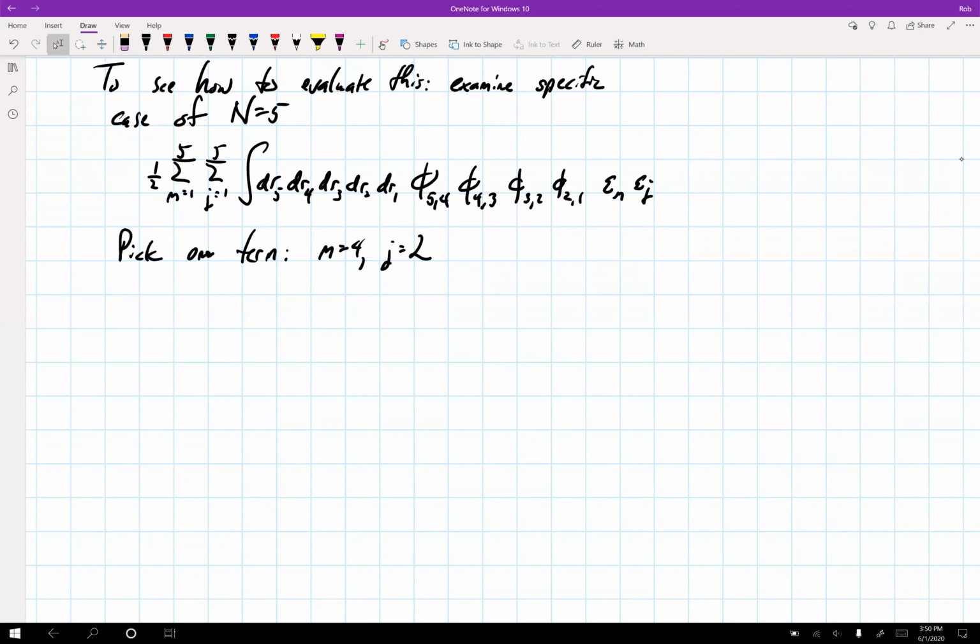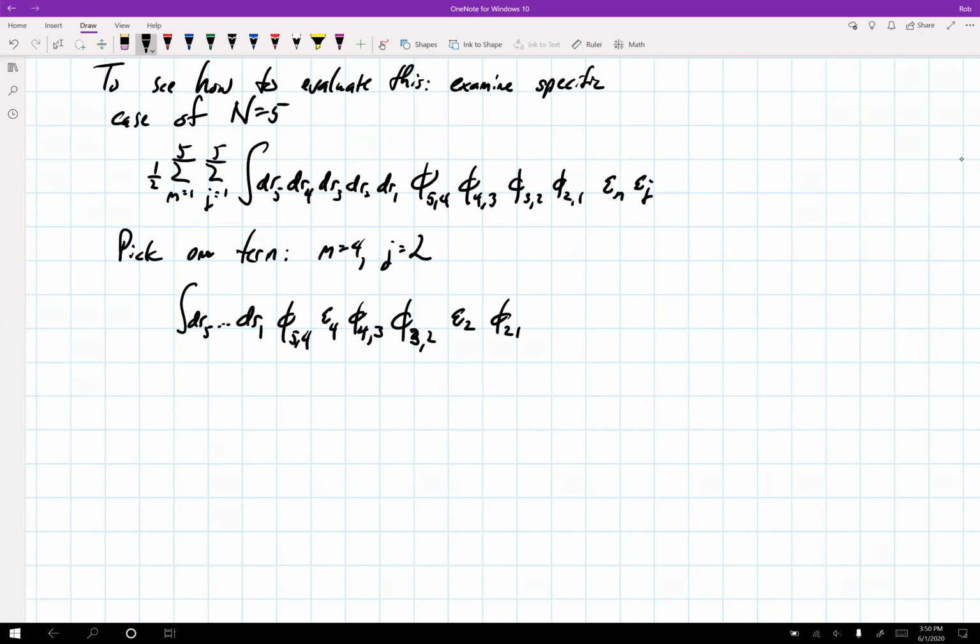Right, so in this case, what we have is dr5 all the way down to dr1, phi 5,4, and I'm going to reorder things so that they're in descending positions along the backbone of the chain. Epsilon 4, phi 4,3, phi 3,2, epsilon 2, and then phi 2,1. All right, so all the terms that involve the monomers on the chain are ordered.